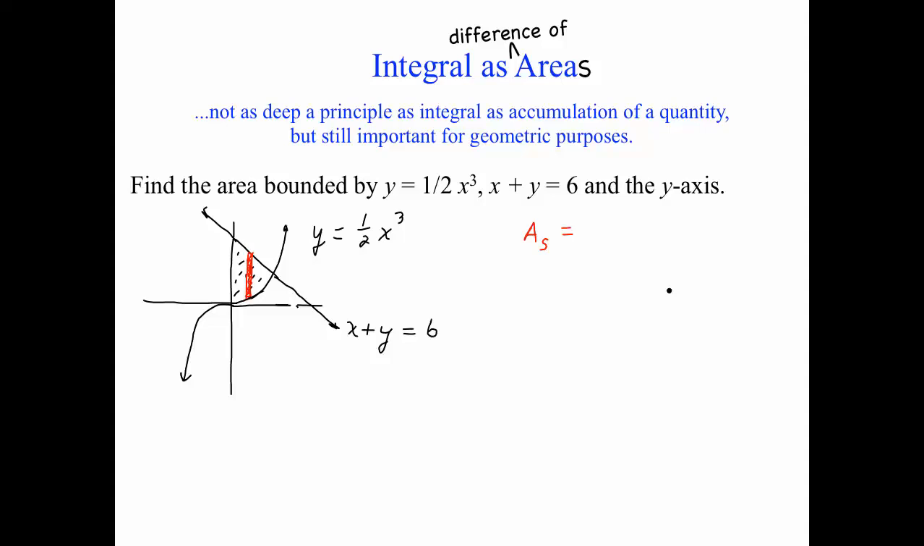So what is the area of a typical strip? Our strips are rectangles, right? So base times height. So what is the base? The base is the width of that thing, and that's a little change in what? X. Okay, now the height is from here to here. This is the height of that typical strip.